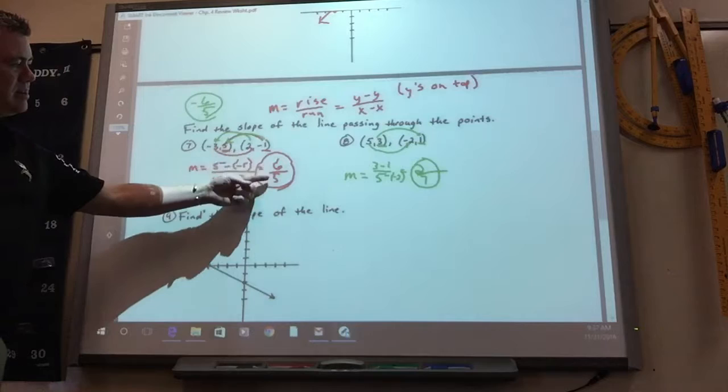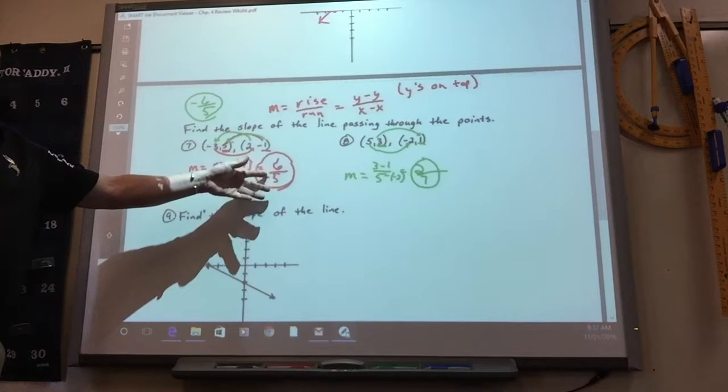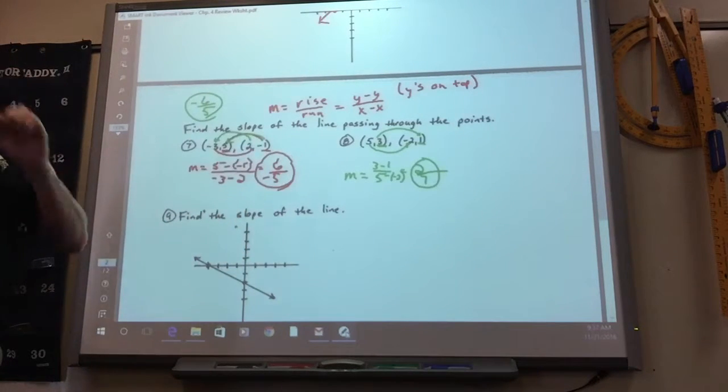So remember, do not write this as negative 1.2. It's a fraction. Just leave it as a fraction.